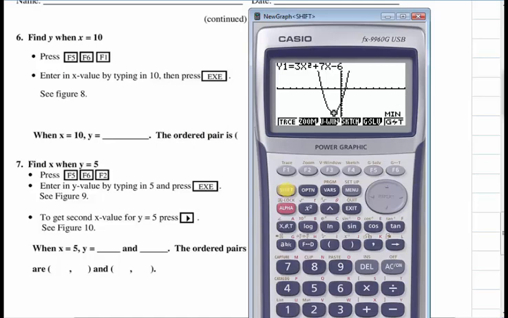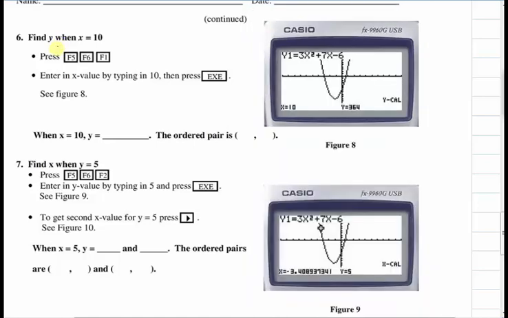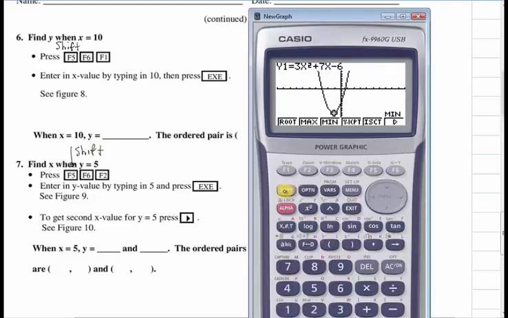Wait a second, I think we want to go Shift F5. Sorry, we want to go Shift F5. Okay, and we're going to do the same thing on this one here. Sorry, should have put that in there. All right. Okay, so we're going to go Shift F5. We've got that. Now, we want to find y when x equals 10.